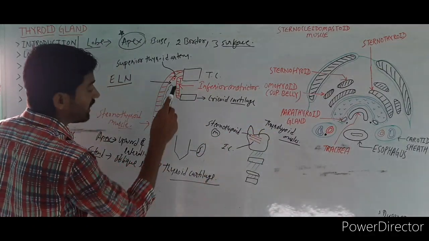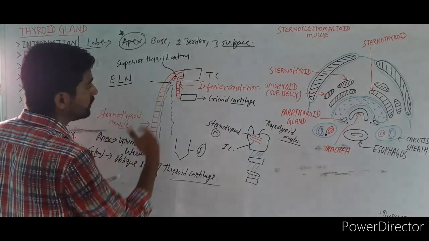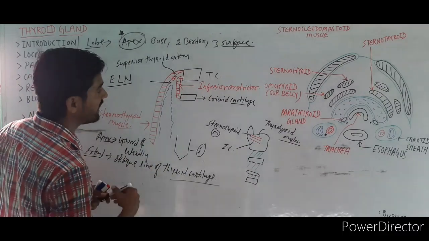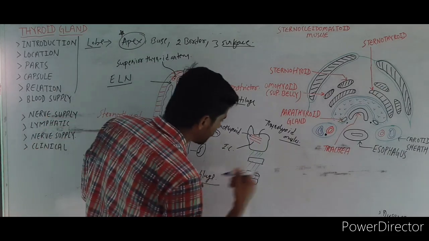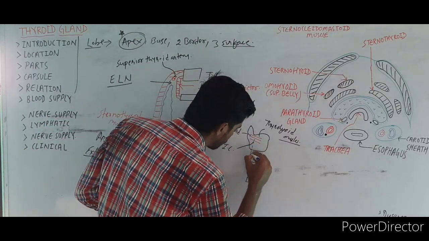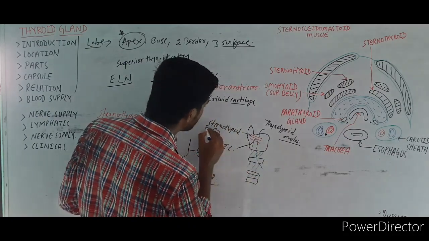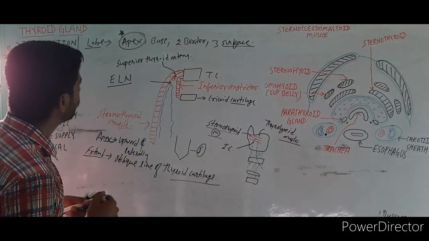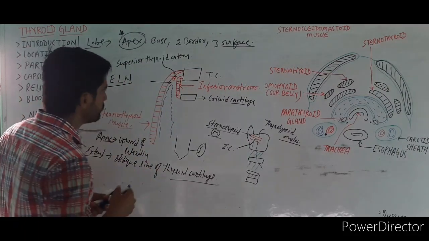So I have told everything about the apex. The apex is directed upwards and laterally up to the oblique line of the thyroid cartilage. This is your apex, and it is limited by the sternothyroid muscles. That is all about the apex. Now we have to know something about the base.